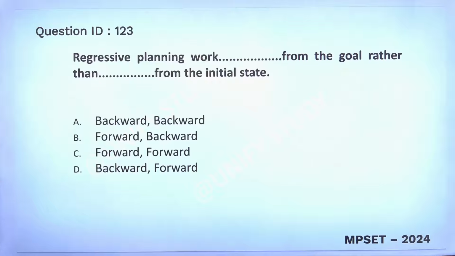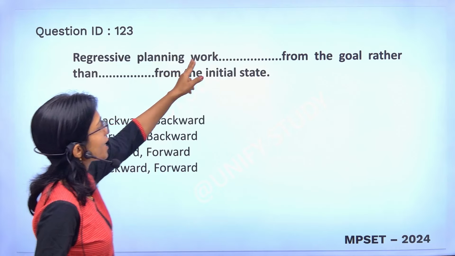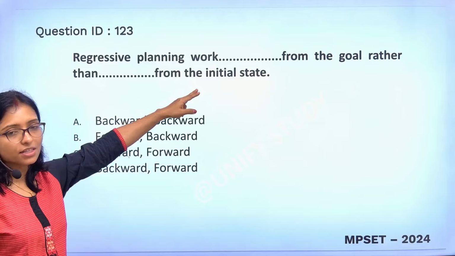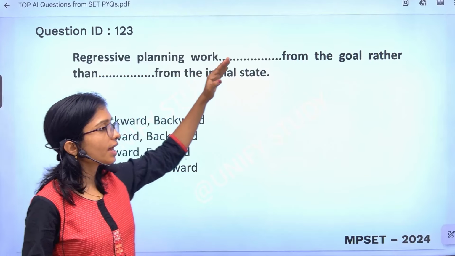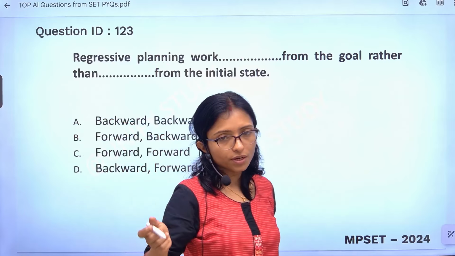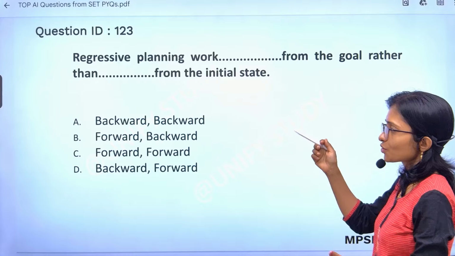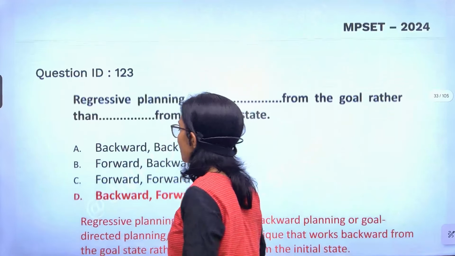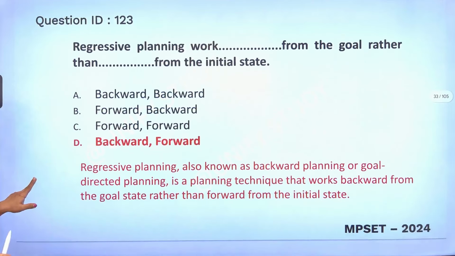Regressive planning works backward from the goal rather than forward from the initial state. It is very easy. It should be a 100% correct answer. Those who listen a little bit can definitely answer, because it is given that it works from the goal. From the goal means it is definitely backward, and from the initial means definitely forward. When I am coming from the goal to this, that means backward. Initial to this means forward. So it is very simple, you can infer the answer from the question itself. So definitely your answer is this one.